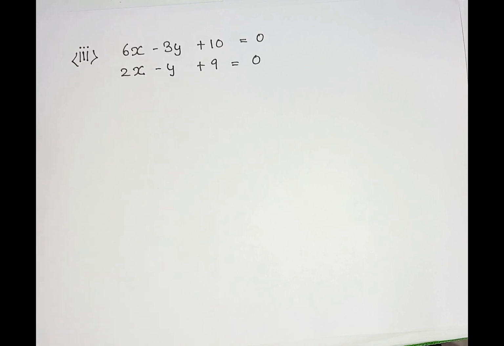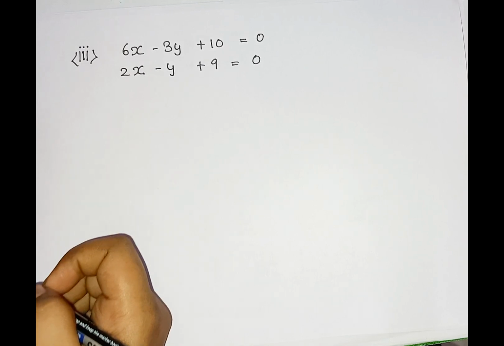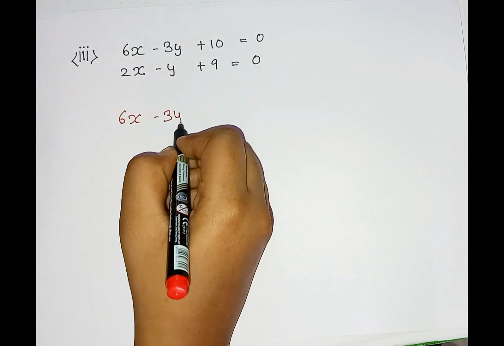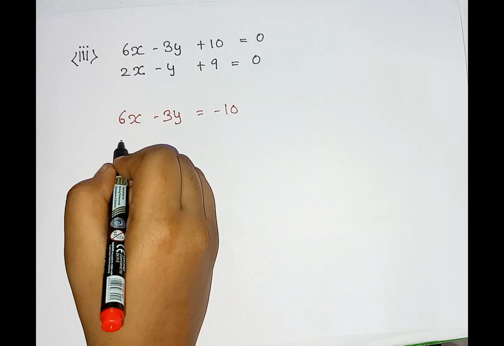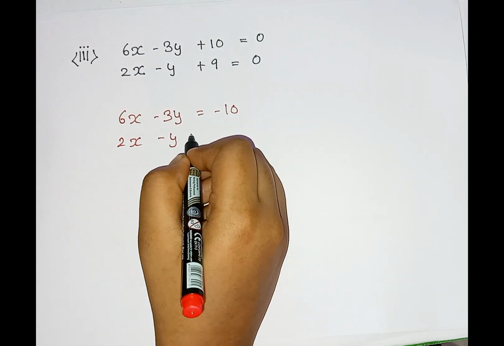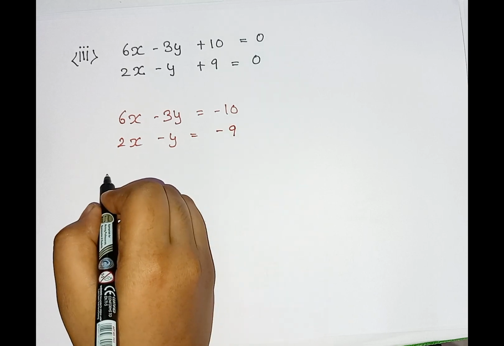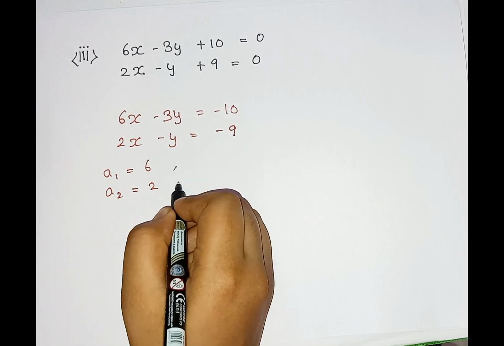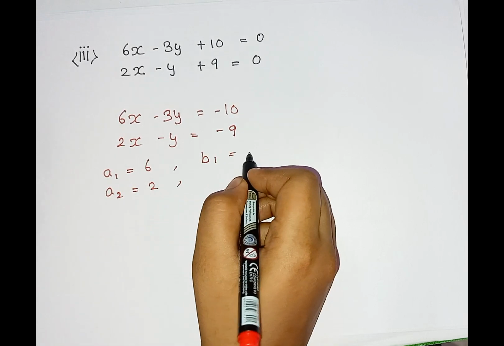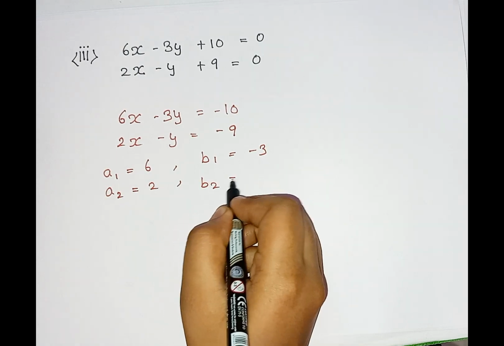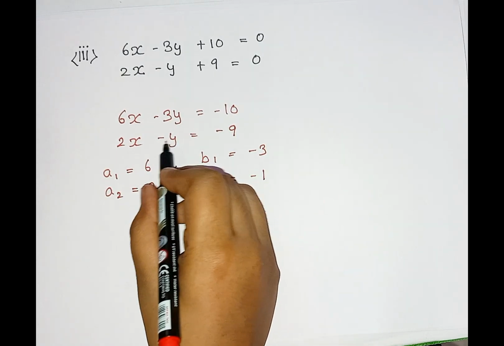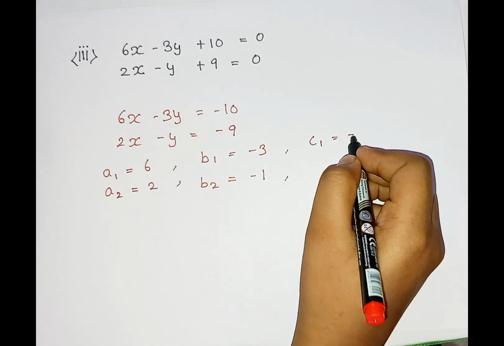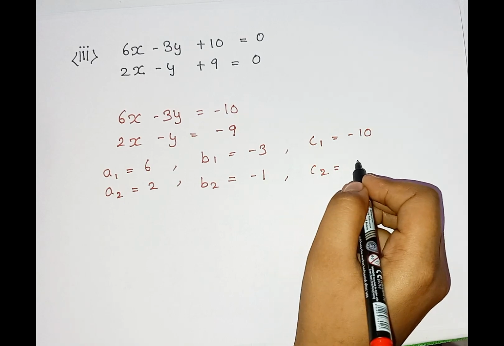So this is the third subdivision, that is the last subdivision of this particular question. Okay, so now let us take the constant terms outside. So minus 10 and then 2x minus y is equal to minus 9. Okay, so here what is the a1 value? So a1 value is 6 and the a2 value is 2, b1 value is minus 3 and b2 value is minus 1. Okay, so minus y means minus 1, the coefficient is 1. Okay, and then c1 value is minus 10 and then c2 value is minus 9.